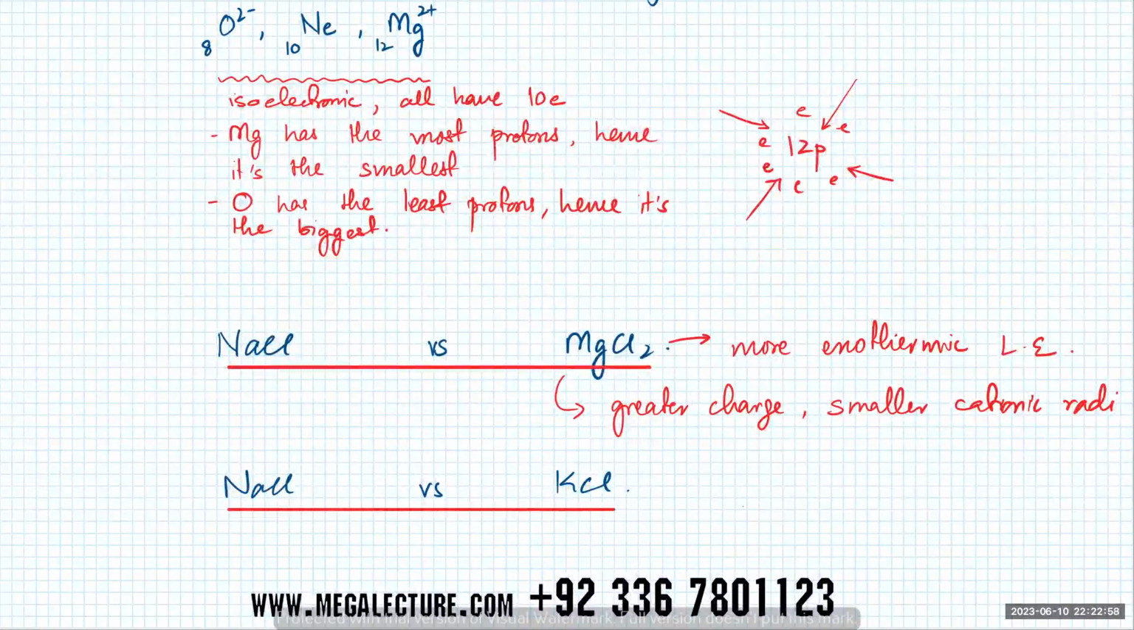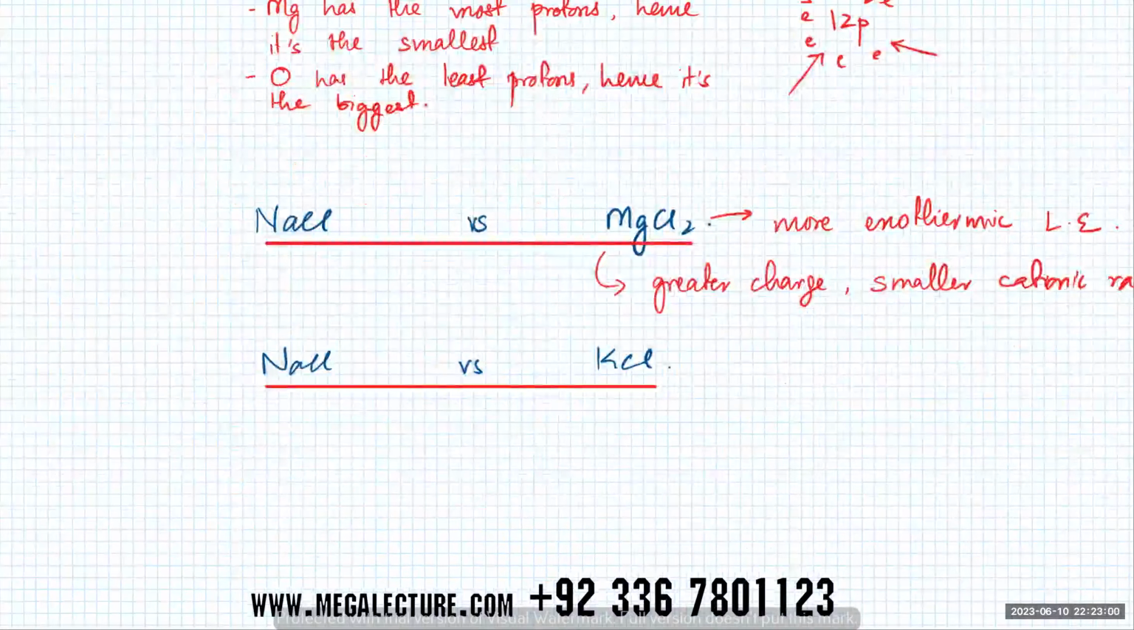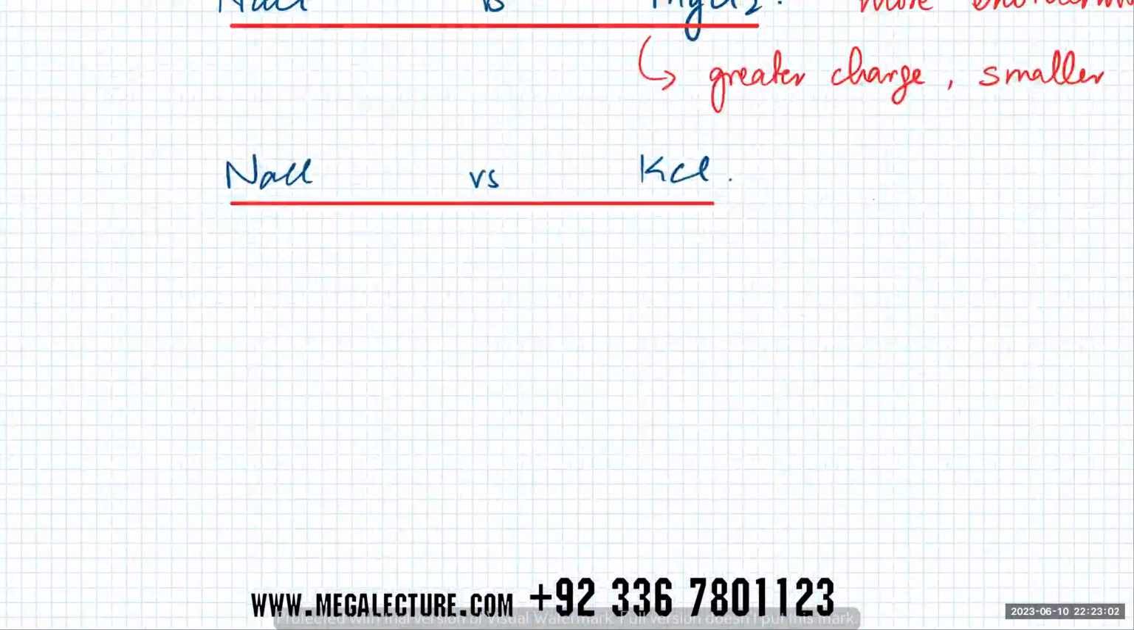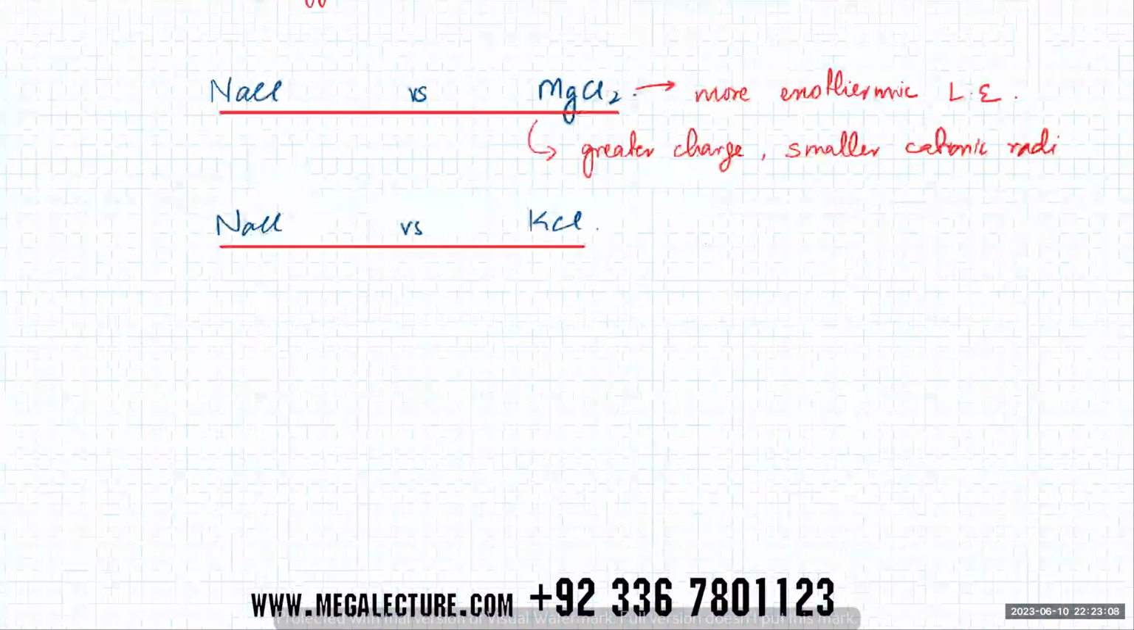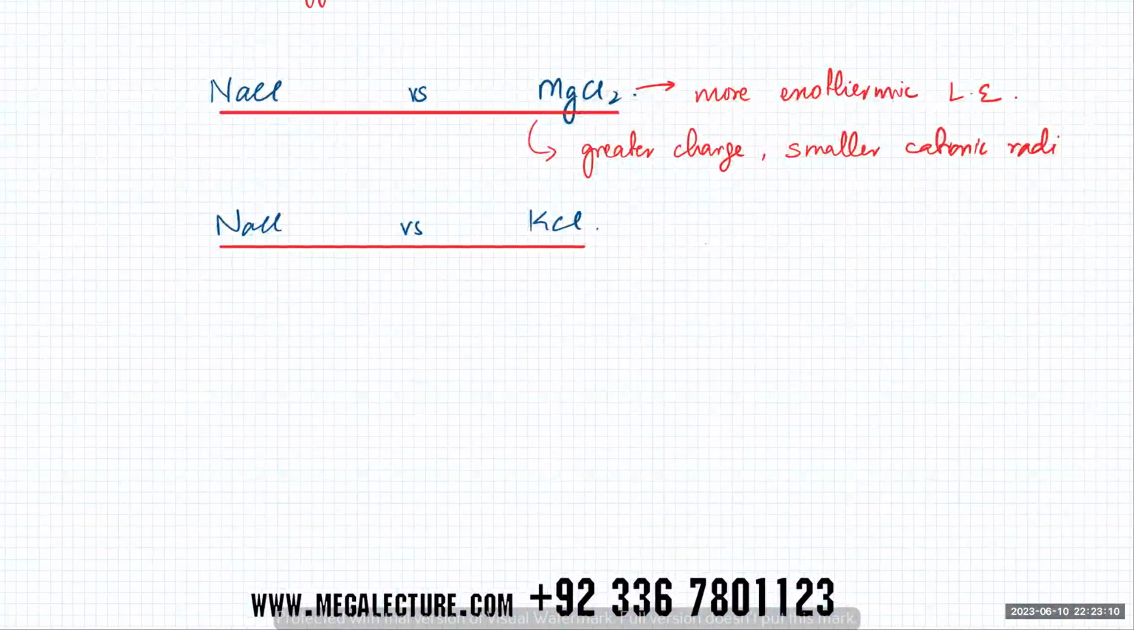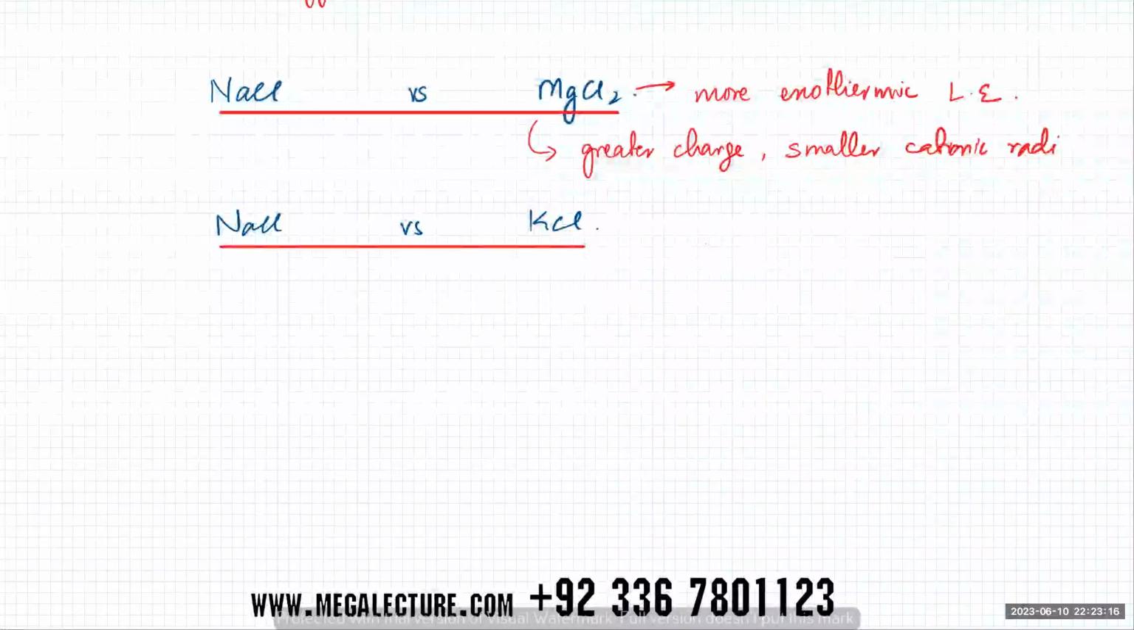NaCl versus KCl. Which one has the stronger lattice, right? Yeah. Why? Because it has the smaller radius, I believe. No, it's got the bigger radius.